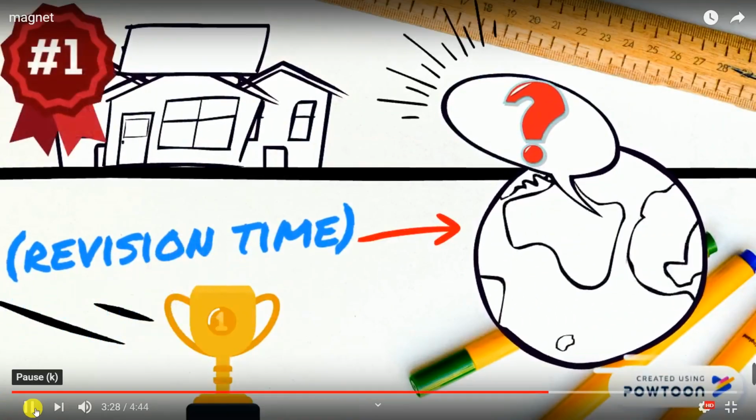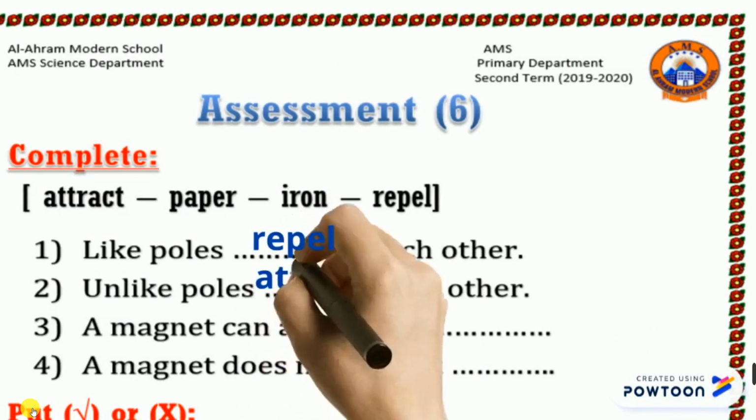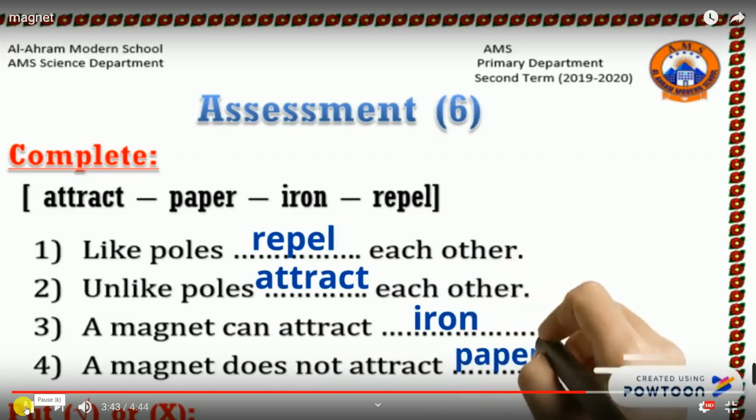Complete. You have repel, attract, paper, and iron. Number 1. Like poles, repel or attract each other? Repel. Super. 2. Unlike poles, repel or attract each other? Attract. So south with north, attract. 3. A magnet can attract iron or paper? Iron, because iron is a magnetic material. And the last one, a magnet doesn't attract paper.